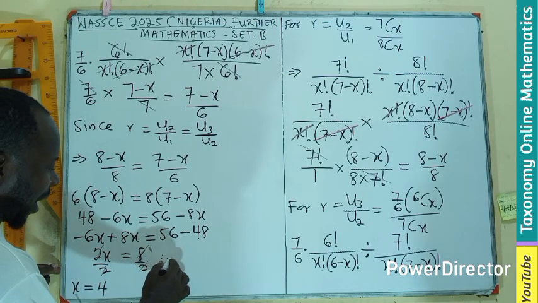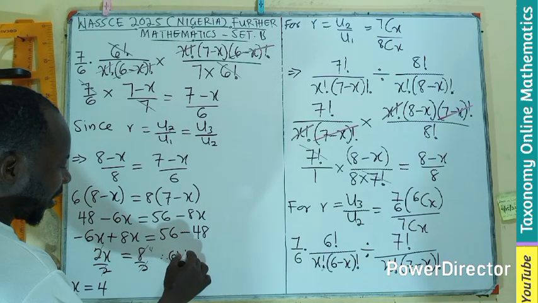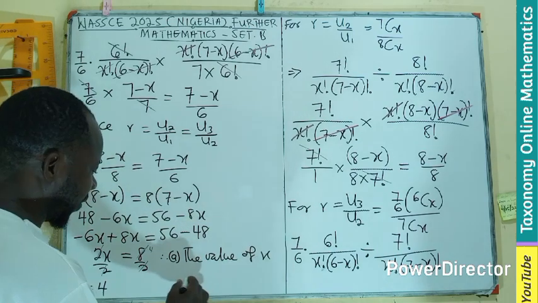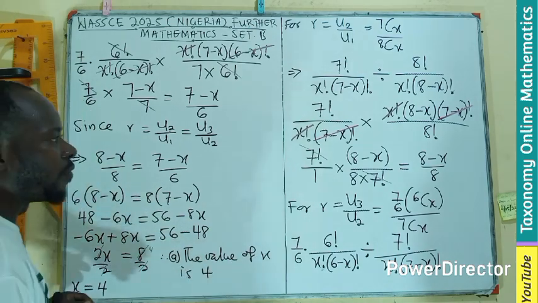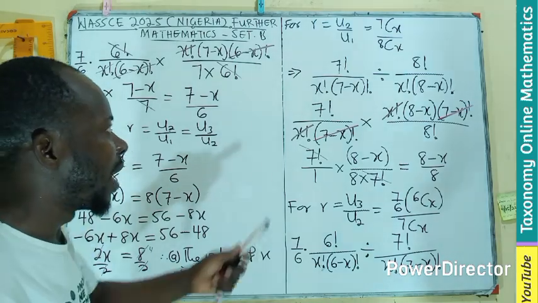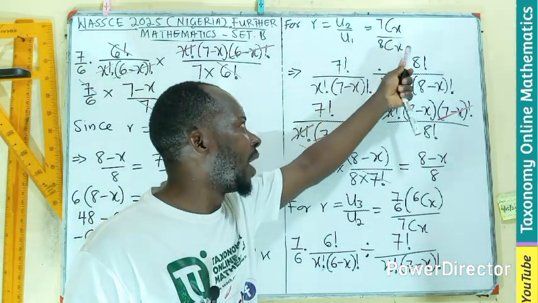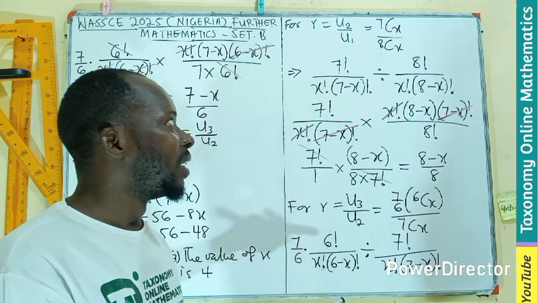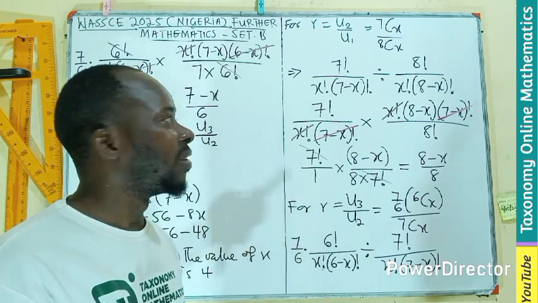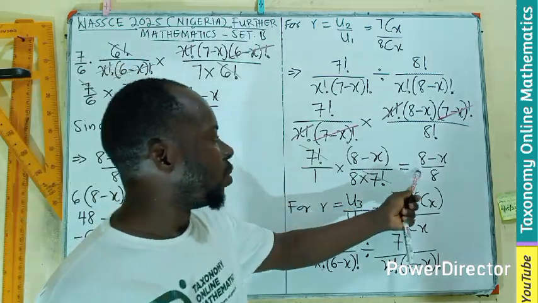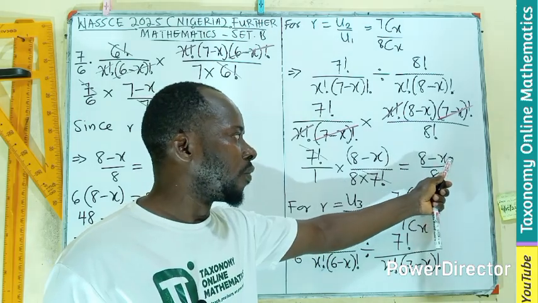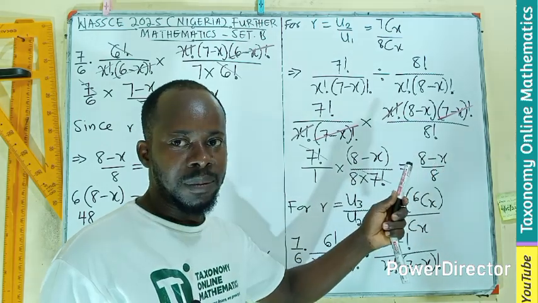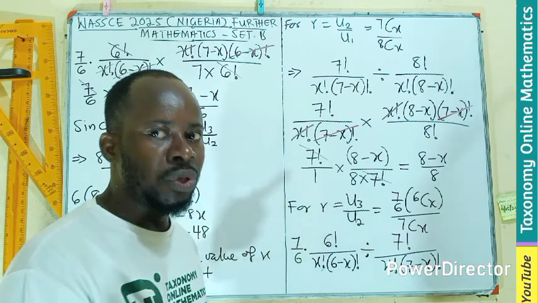By concluding, I can say question A, the value of x is going to be 4. The second aspect is to find the common ratio. We can put a 4 here and 4 here, and find 7 combination 4 divided by 8 combination 4 to get your answer. Or you come back to this place and put your 4 here. If x is 4, meaning 8 minus 4 divided by 8, your common ratio will be found.